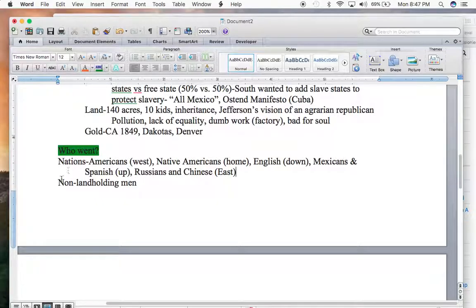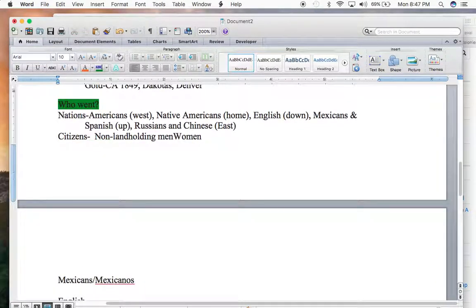So we can take a look at the nations that were competing for the American West, but we can also look at the citizens who were coming west. And largely, as was already mentioned, non-landholding men were one. There were large numbers of women with absolutely remarkable stories, so we should tell that. Sometimes they were going alone, I believe, or in groups of women. It was really fascinating. I had already mentioned Mexican and Mexicanos. We're not going to go there for now, but we will in fifth grade.